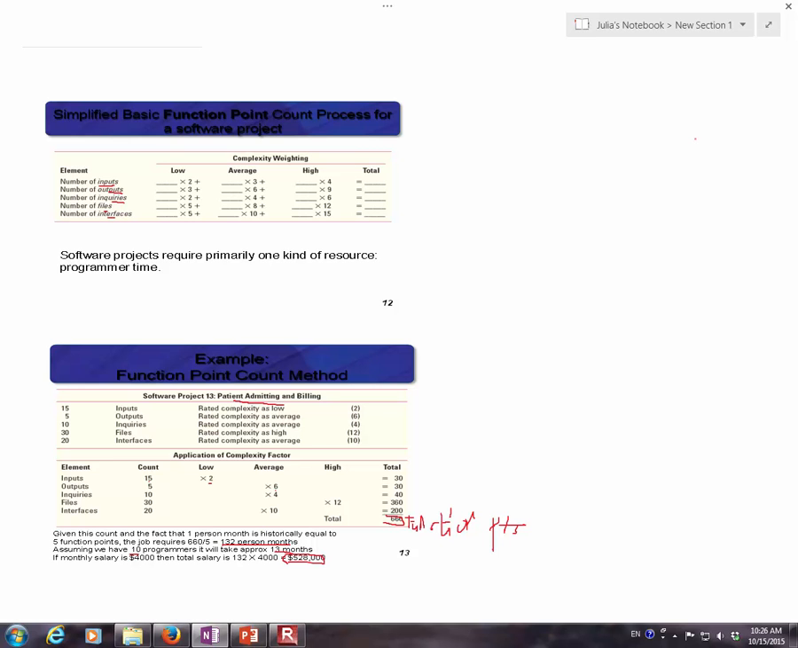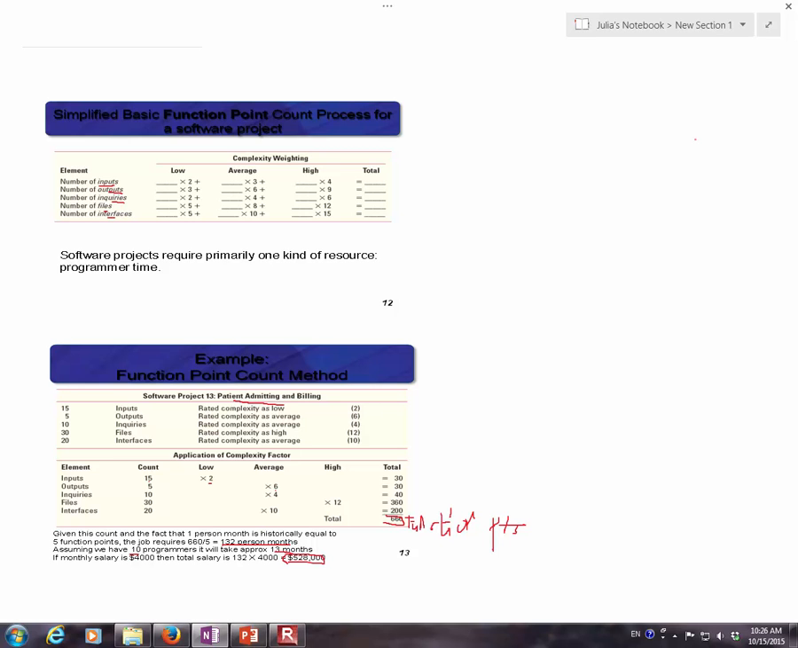software development duration. According to the software industry, 1 person-month represents on average 5 function points. So I think you should remember this. 1 person-month represents on average 5 function points. And according to the historical data, a basic simplified function point count process is developed.